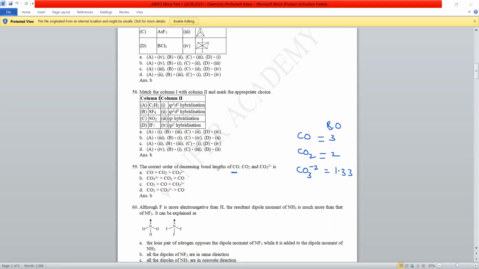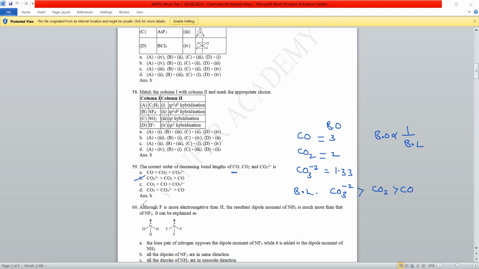In this question, they're asking about bond length. As we know very well, bond order is inversely proportional to bond length. That means if the bond order is less, the bond length is more. Carbonate has the lowest bond order, so carbonate has the greatest bond length, then CO2, then CO. This is the bond length order. Check which option is correct: option B is the correct one.